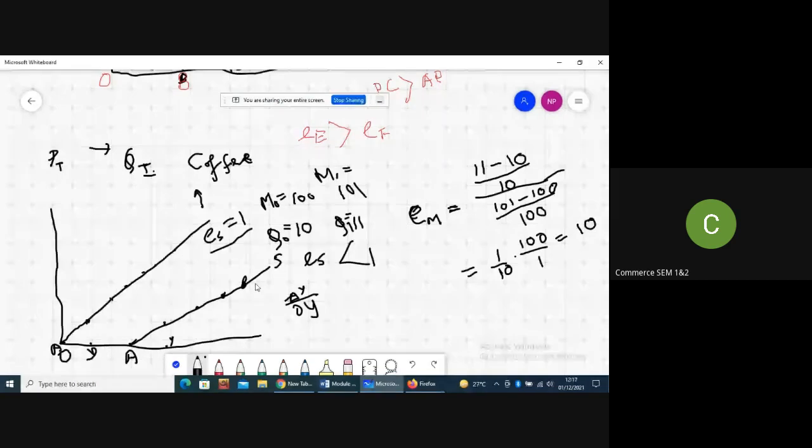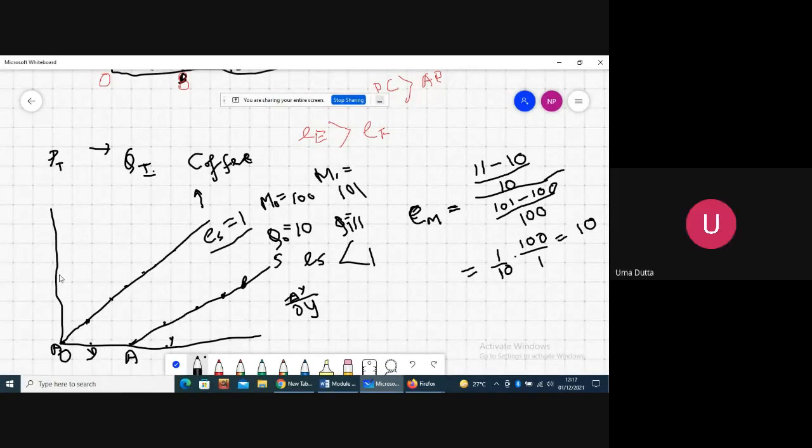Fine? Yes, sir. Now tell me, if the supply curve starts from vertical axis, এক্ষেত্রে supply curve elasticity কত হবে? Greater than 1. Sir, greater than 1. কিভাবে?